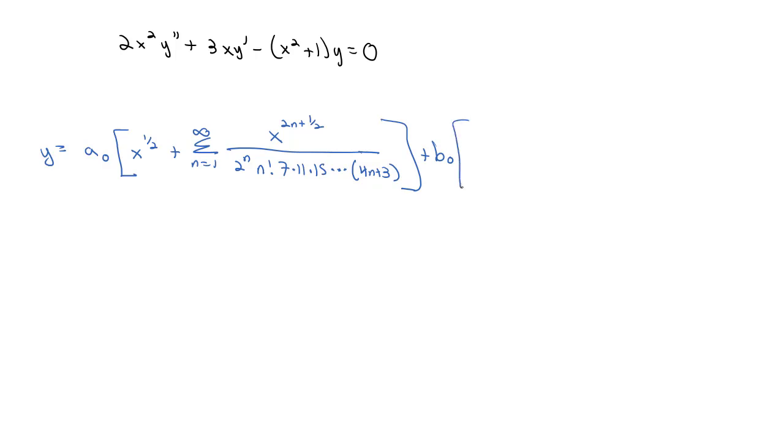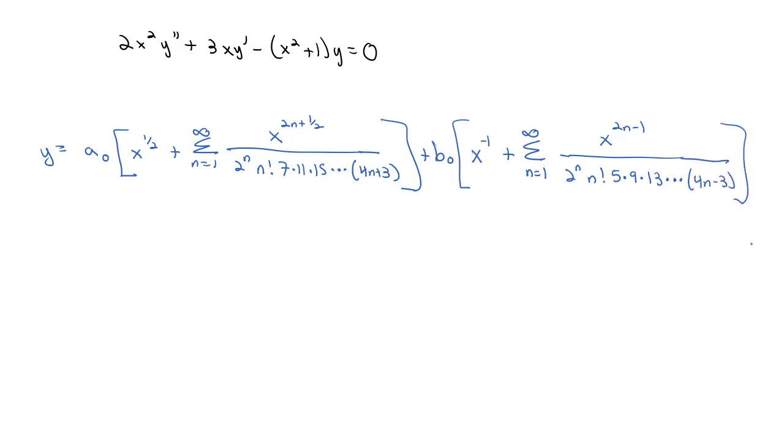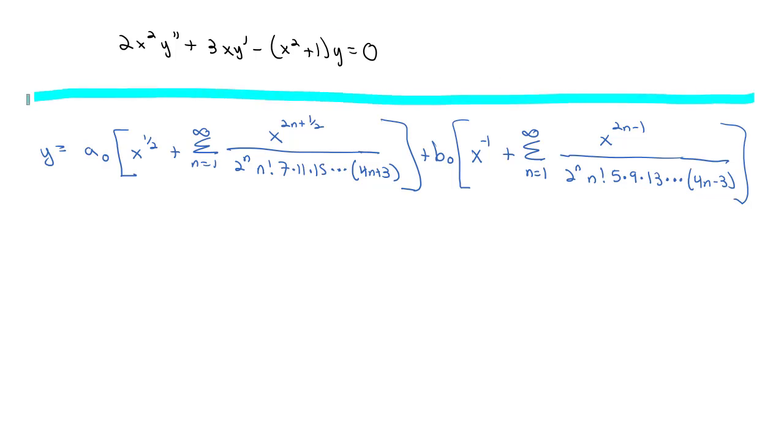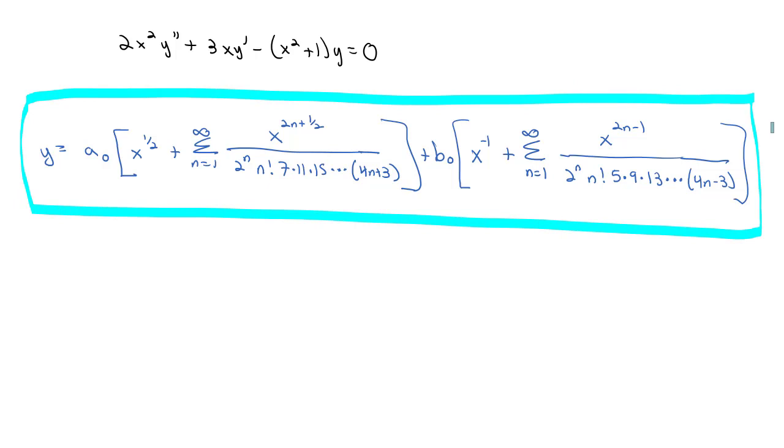plus our b sub 0 times an x to the negative 1 plus the sum as n goes from 0, nope, 1. We pulled the first term off. N goes from 1 to infinity of x to the 2n minus 1 all over 2 to the n times n factorial, putting that 2 to the n factorial up front just to be consistent, times 5 times 9 times 13 times times times until the pattern ends at 4n minus 3. And that beautiful solution converges to the solution of our differential equation.